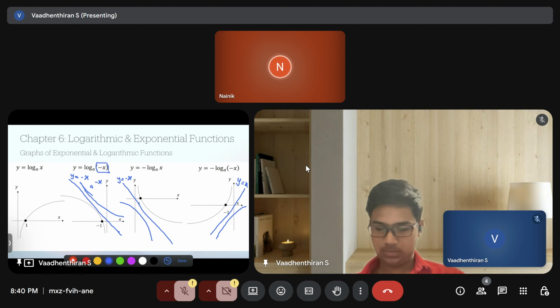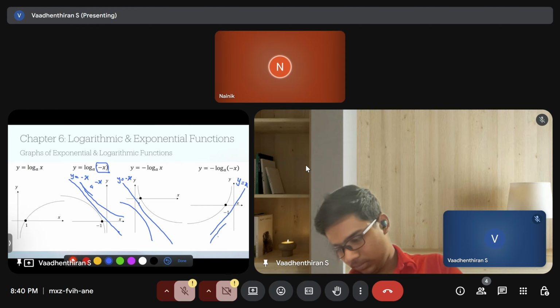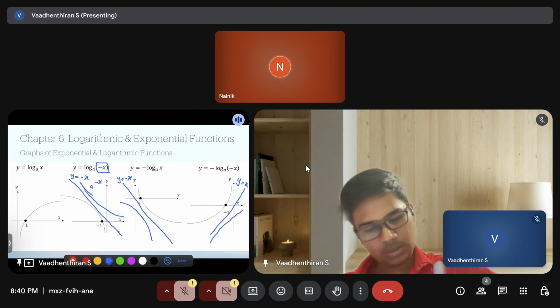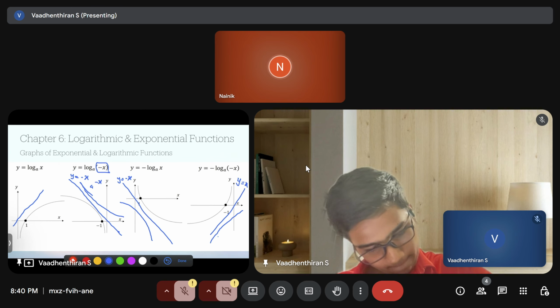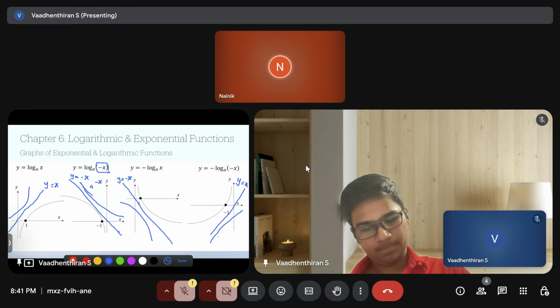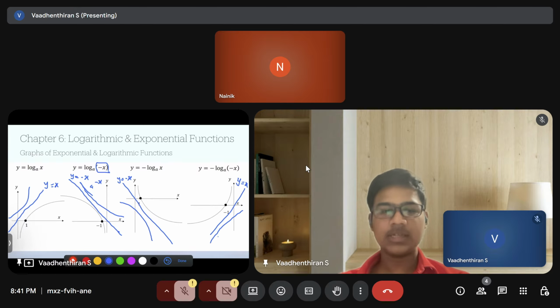And then y equals minus log a of minus x. Over here it's going to be this. Basically it's minus log a x. It's a reflection across the y-axis, and in the first two ones, it's a reflection across all four. Since it's the inverse, you just reflect it over y equals x and y equals negative x, depending on what x is.